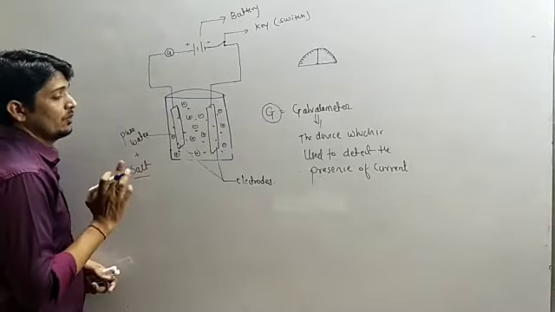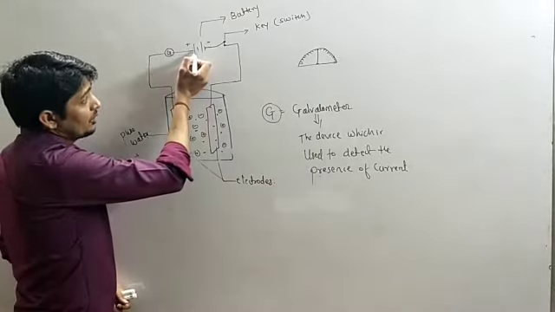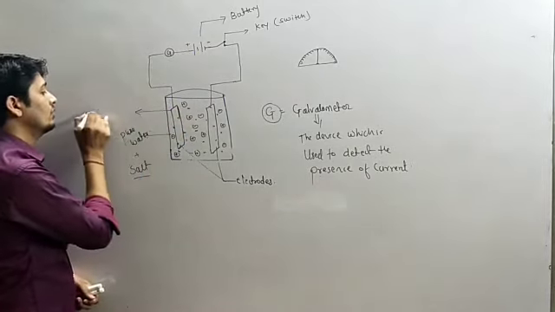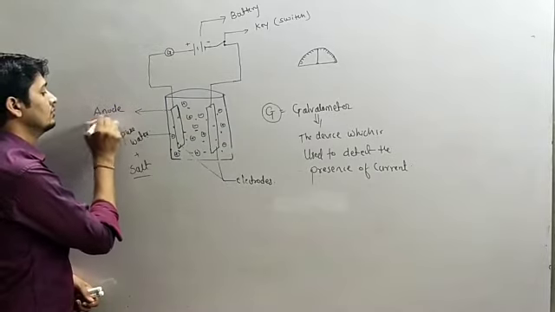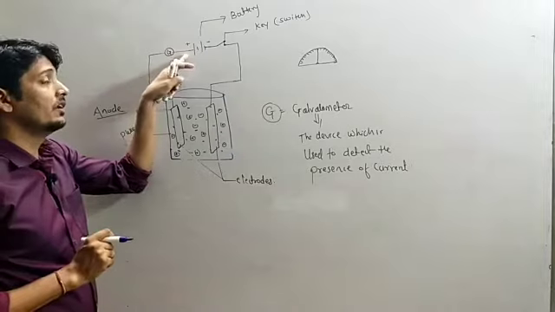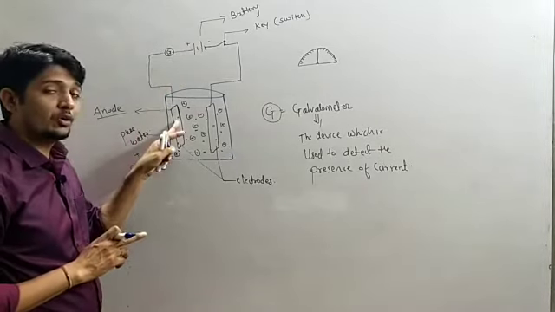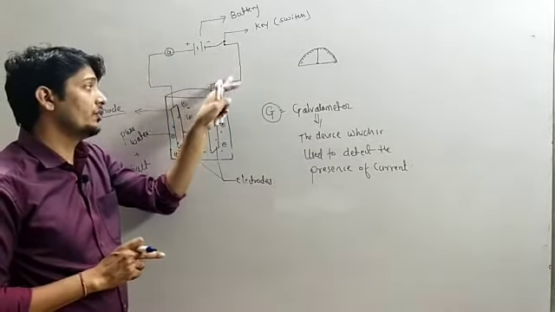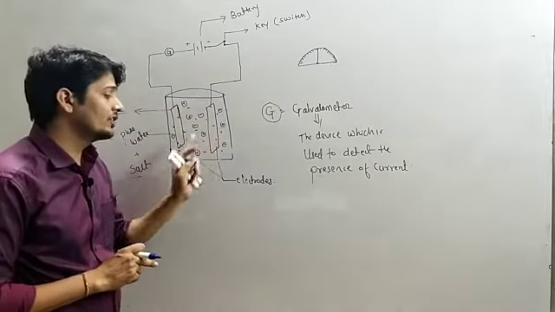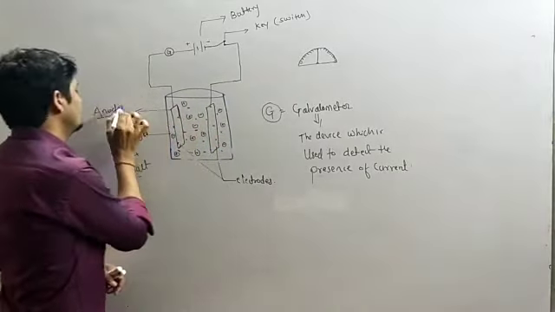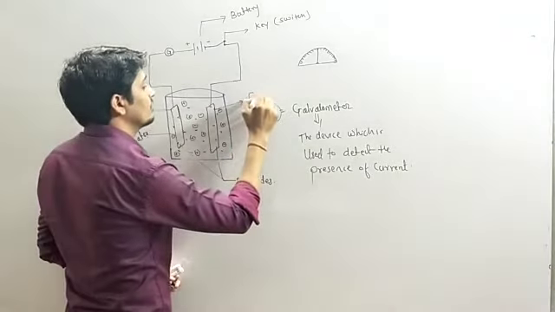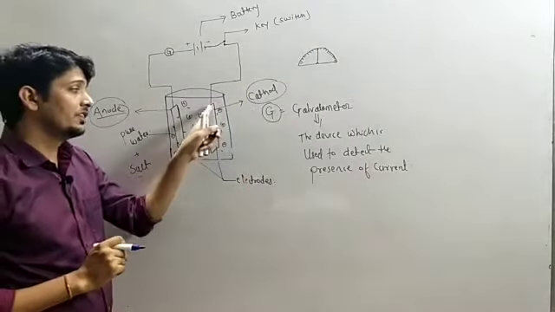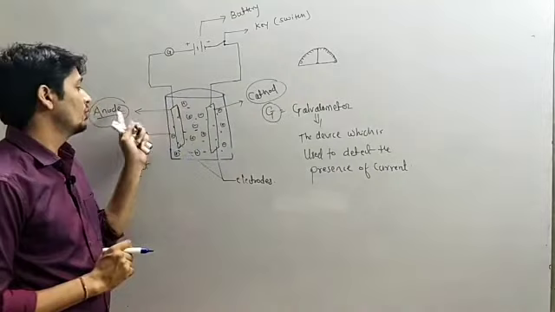So we have to understand one more important concept. The electrode which is connected with the positive terminal of the battery is called the anode, and the electrode which is connected with the negative terminal of the battery is called the cathode. So this is the anode and this one is the cathode. We can say the cathode is the negatively charged terminal and the anode is the positively charged terminal of the cell.